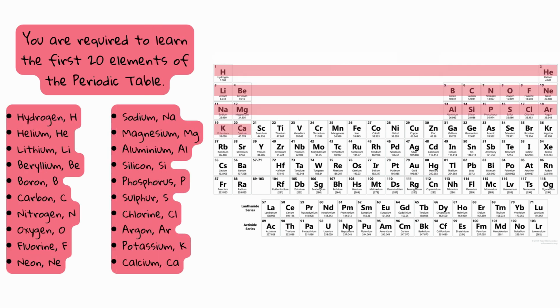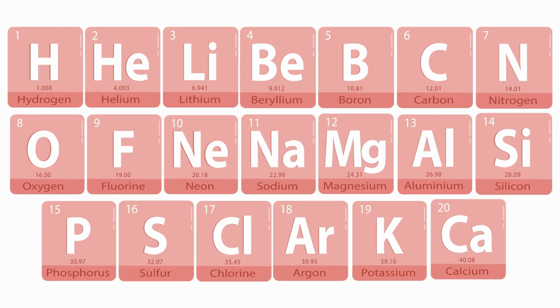You are required to learn the first 20 elements of the periodic table: hydrogen, helium, lithium, beryllium, boron, carbon, nitrogen, oxygen, fluorine, neon, sodium, magnesium, aluminium, silicon, phosphorus, sulfur, chlorine, argon, potassium, and calcium.